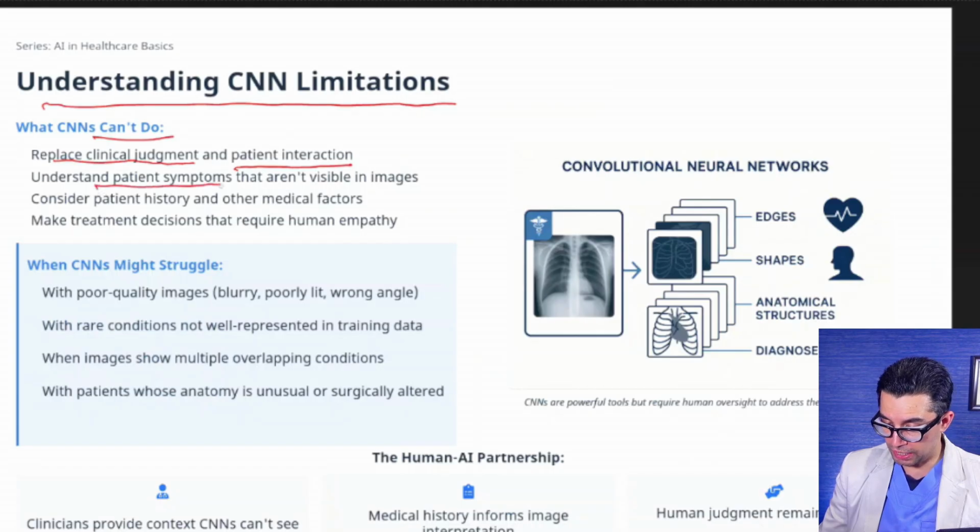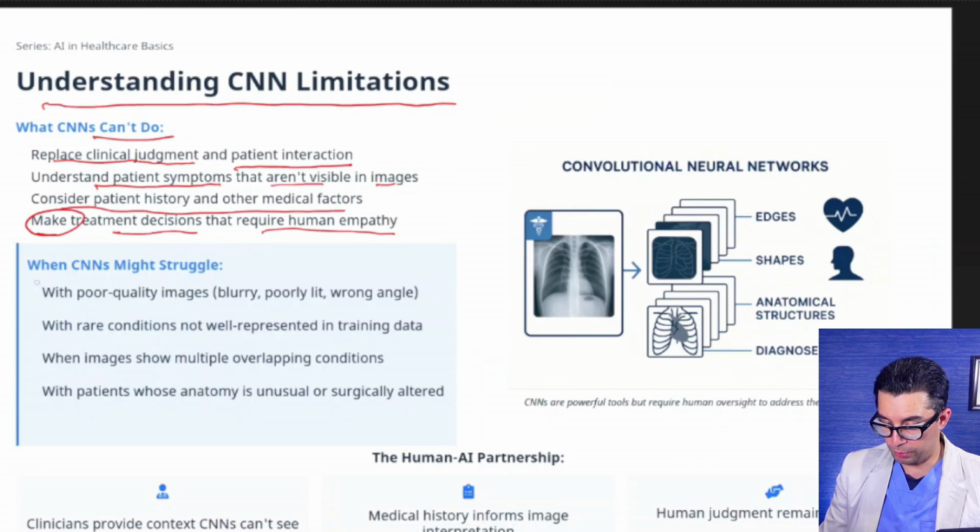Understanding patient symptoms that aren't visible in images, so the intuition that comes with an experienced human. And right now, there are tools being developed. However, it's difficult for them right now, in most situations, to consider patient history and other medical factors, although this is definitely being worked on. And again, the most important point would be making treatment decisions that require human empathy. So, of course, human in the loop will always be a part of the picture.